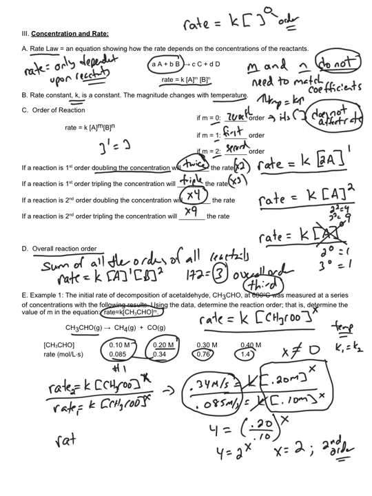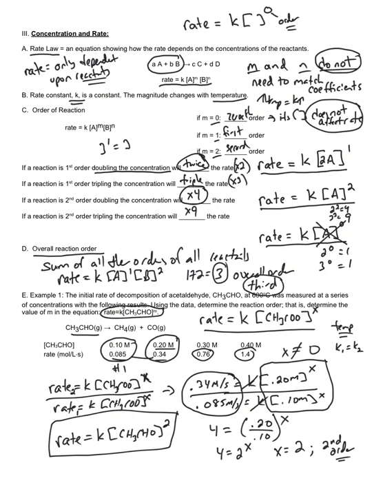So rate equals K times CH3CHO raised to the second order. This right here is the rate law for this chemical reaction. Okay? This is called the rate law, or the rate expression. And this is how we calculate it. If they say calculate or determine the rate law of the chemical reaction, this is what you'd want to show. Okay? All right, let's do another problem.